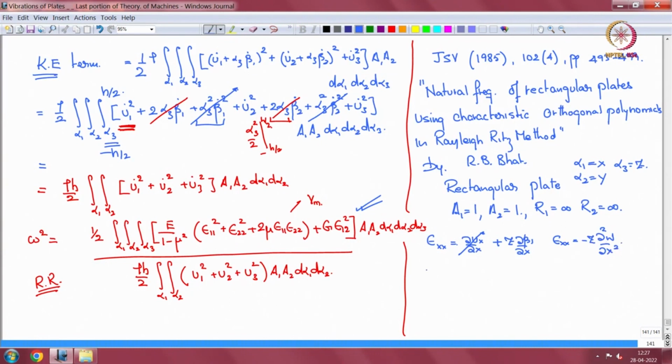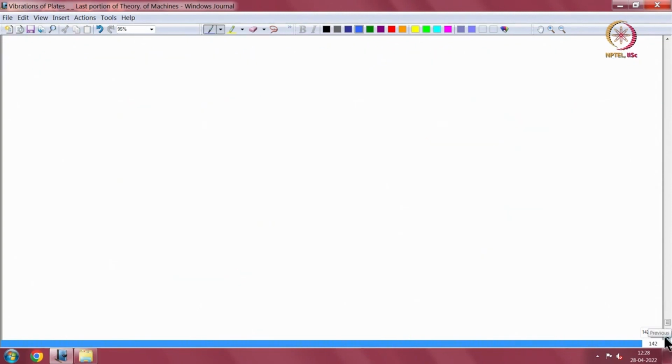Similarly, epsilon yy becomes minus z del 2 w by del y square, and epsilon xy becomes minus 2z del 2 w by del x del y. So how does this term look like for a rectangular plate?